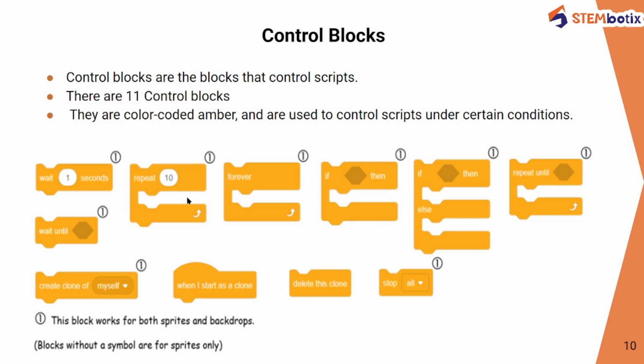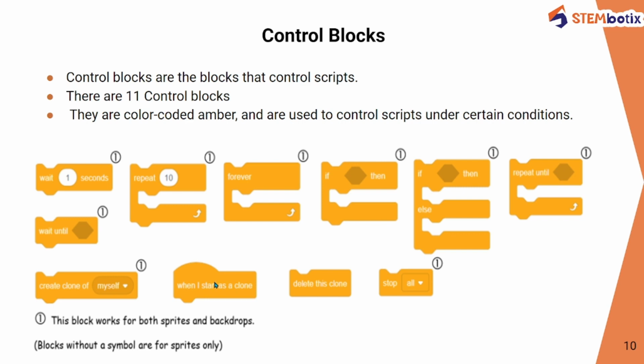Now control blocks have three different types of blocks. The C type of blocks are only seen in the control blocks. Also control blocks have C blocks, stack blocks, one hat block, and two cap blocks. So these are two cap blocks, these are C blocks, these are stack blocks, and this is the only hat block.